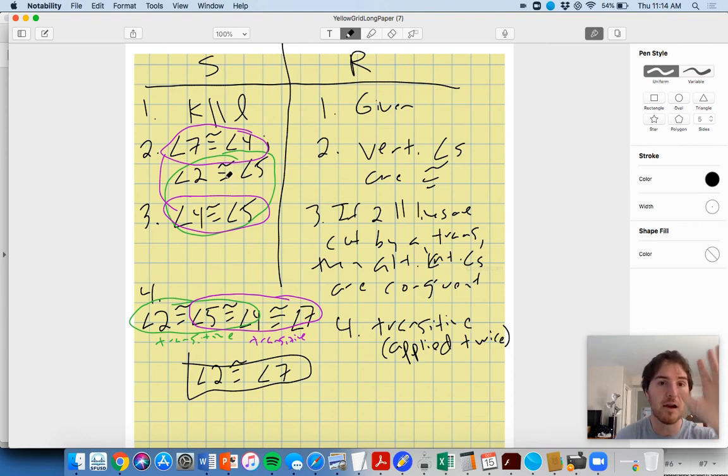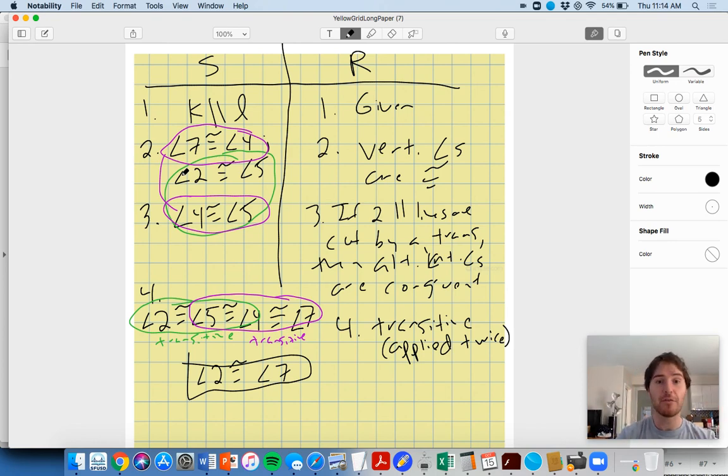So here we're looking at the step statements and reasons. We want to say 2 connects to 7. Well, 2 connects to 5, and 5 connects to 4, so that's transitive once. And then 4 connects to 7, so 5, 4, 7, that's transitive twice. We can just say 2 would have to connect to 7. If one thing is congruent to another thing, which is congruent to another thing, which is congruent to another thing, it's just one more time we're using transitive in order to get that proof done.